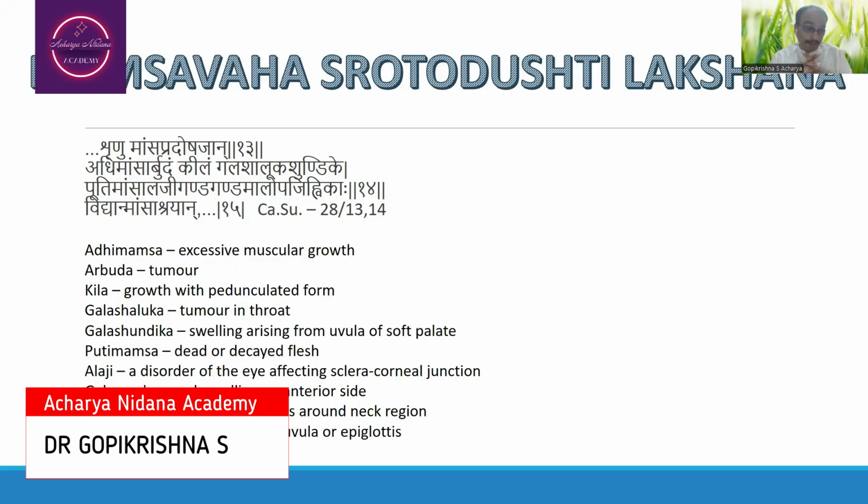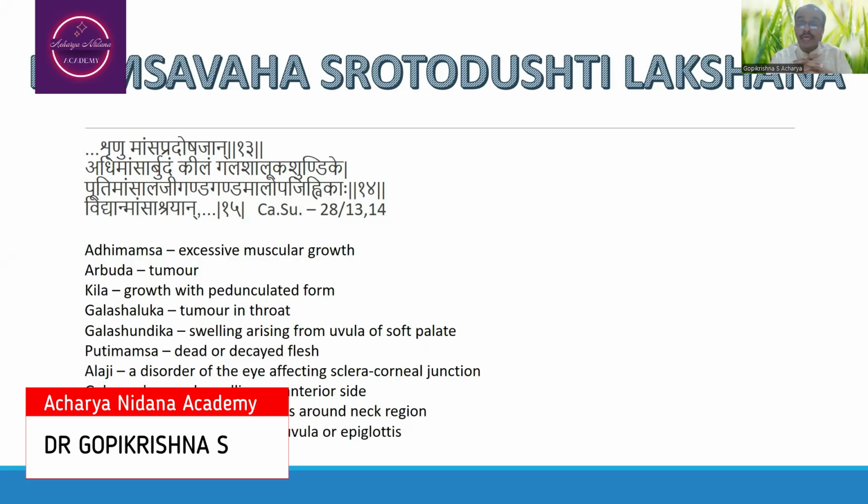Vidyan Mamsashrayan. If you split this: Mamsa Pradoshajan Shudu, Adhimamsa, Arbuda, Kila, Galashaluka, Galashundika, Putimamsa, Alaji, Gandamala, Upajihvika, Vidyat, Mamsashraya. These are the Lakshana that will be observed if there is affliction of Mamsavaha Srotas.